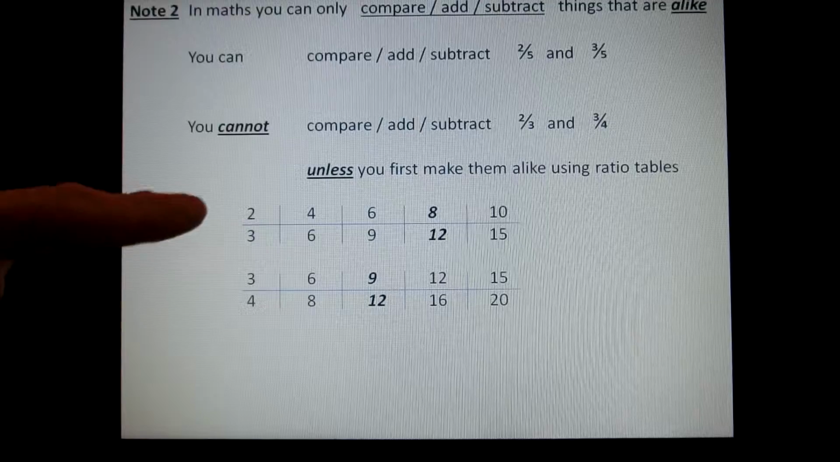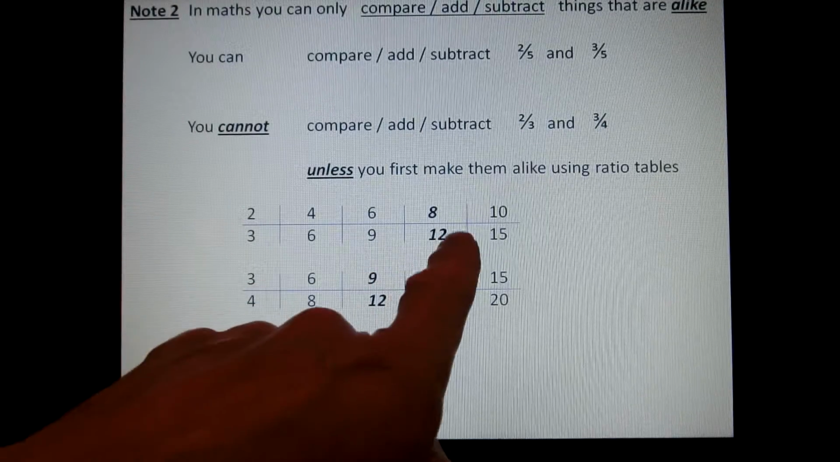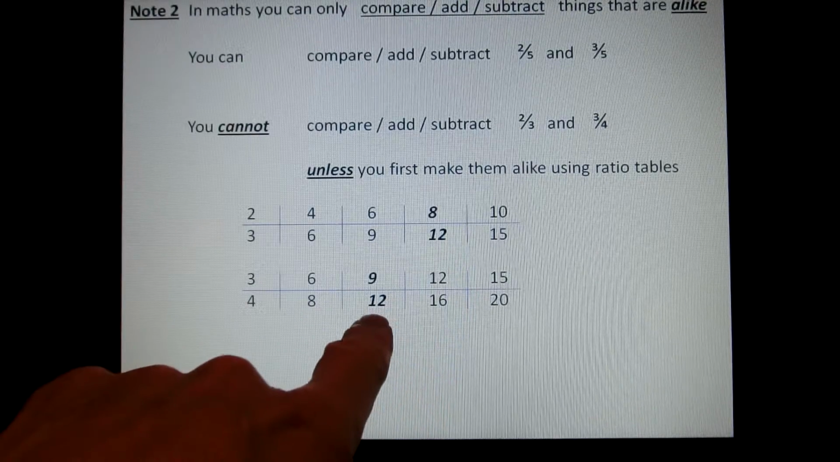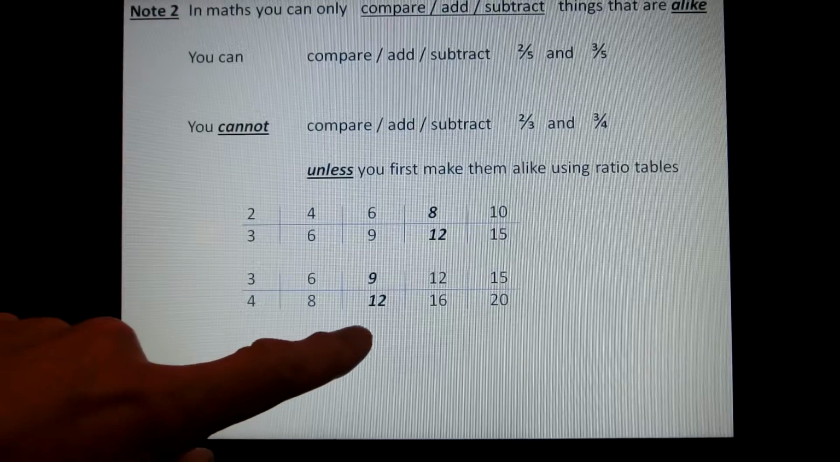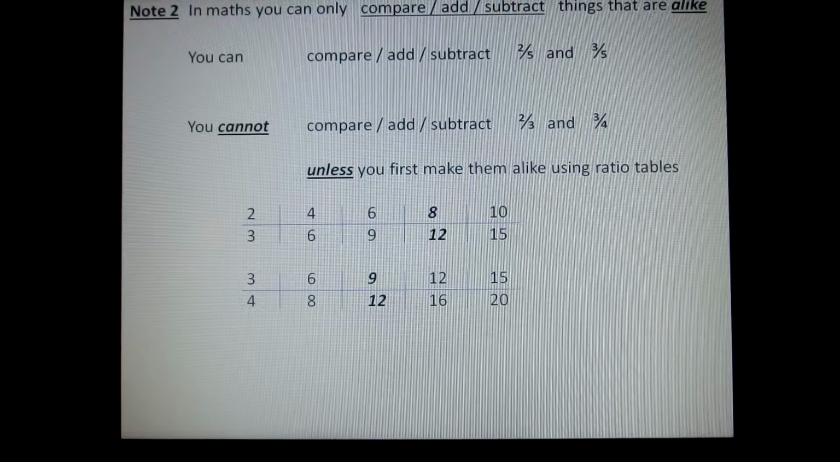If we're asked to add 2/3 and 3/4, we can't do it the way they are. We have to convert them both into 12ths. So adding 2/3 and 3/4, we have to add 8/12 and 9/12, and we'll get 17/12. And if you want to do a subtract, then 9/12 take away 8/12 is 1/12. That's the answer to these if we wanted to do a subtract.